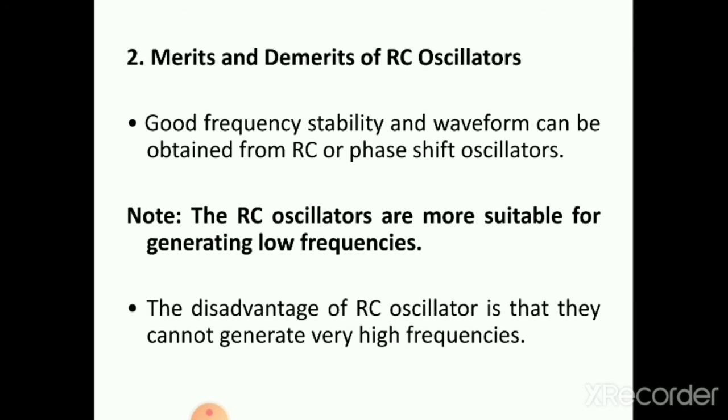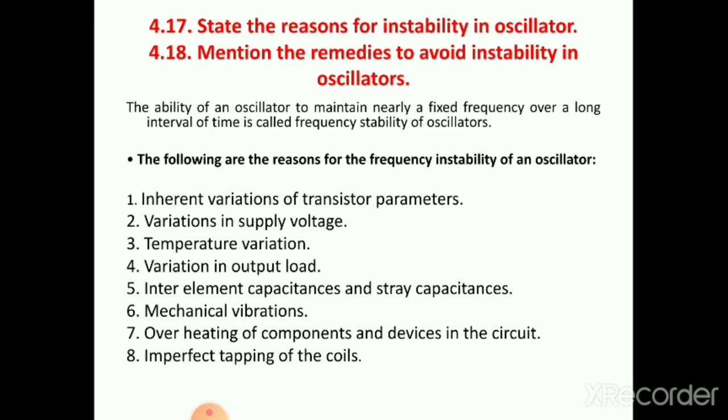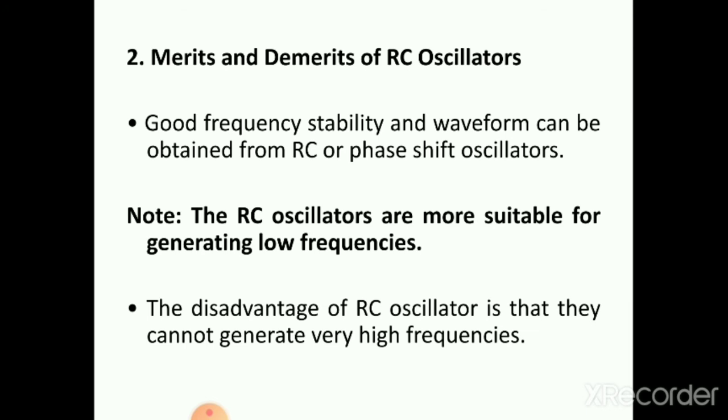RC oscillators or phase shift oscillators have good frequency stability and waveform. RC oscillators are more suitable for generating low frequency. The disadvantage of RC oscillators is that they cannot generate very high frequencies. RC is for up to audio frequencies, right? If you can remember, the LC are used for high frequencies, that is greater than 20 kHz, that is the RF range.